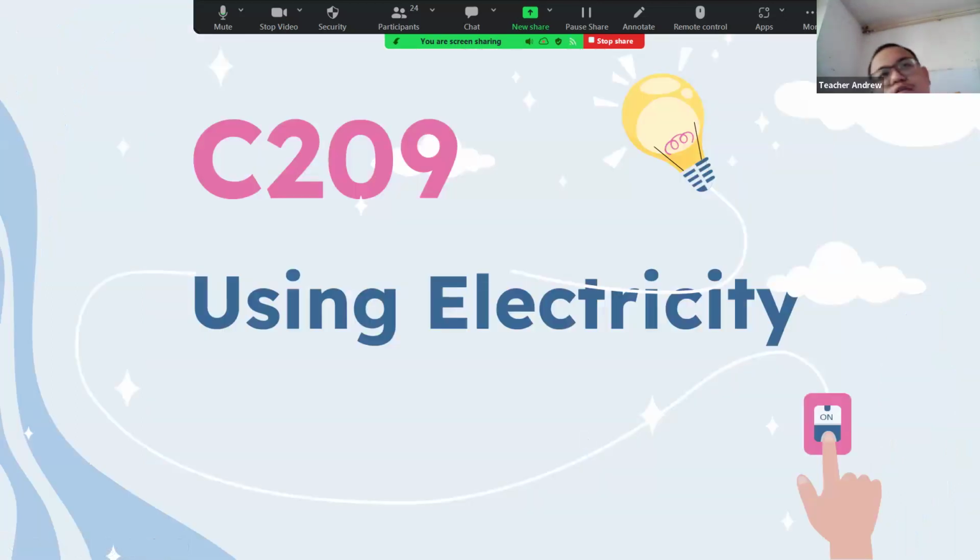So now today we look into how we use them. Where does electricity come from? All right, so let's carry on then.